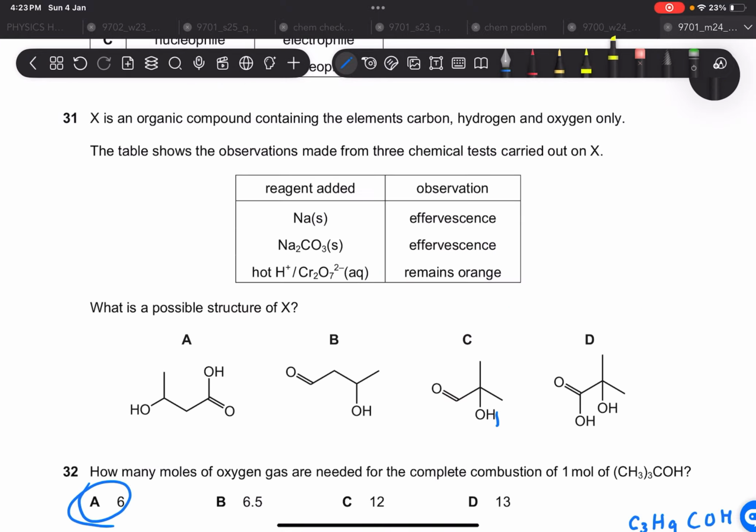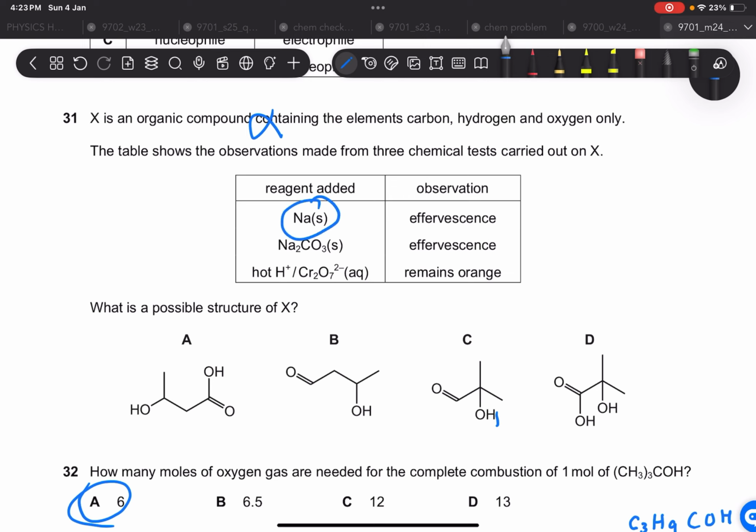Next question says that X is an organic compound containing elements carbon, hydrogen and oxygen only. No option has any other element, so this information was totally useless because we cannot see any other element apart from carbon, hydrogen and oxygen. If there was a sodium over here or here, I could probably eliminate it, but now I cannot. So why did you tell this information? I don't know. Chalo. The table shows the observations made from 3 chemical tests carried out on X.